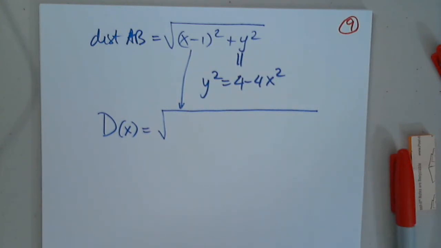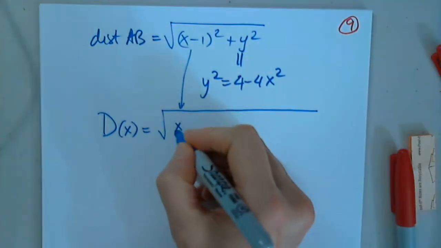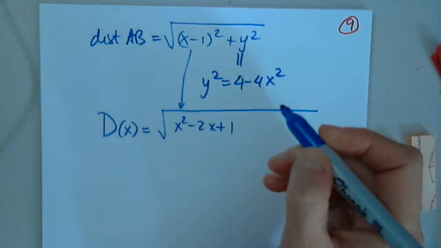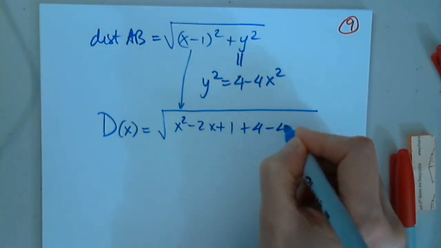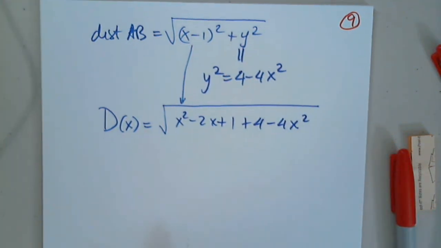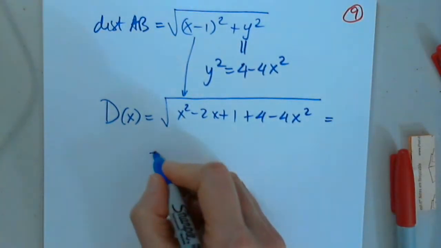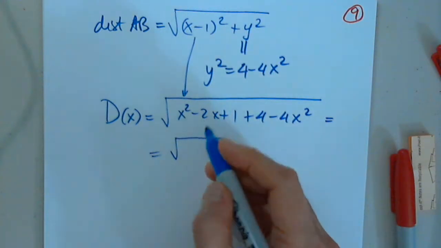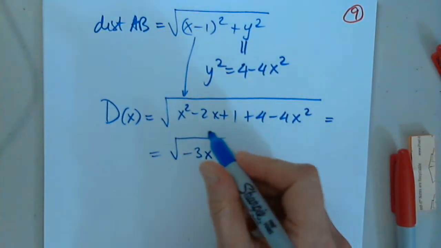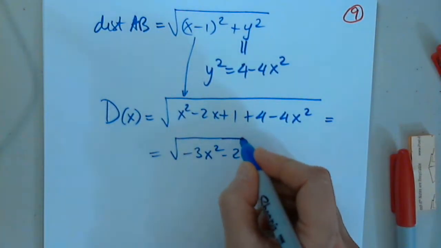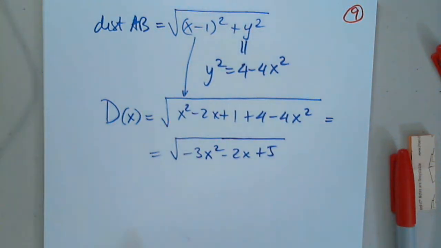Anyone? X squared minus 2x plus 1. Thank you very much. X squared minus 2x plus 1. Who was that? Mickey? Thank you, Mickey. Okay, so this equals the square root of negative 3x squared minus 2x plus 5.